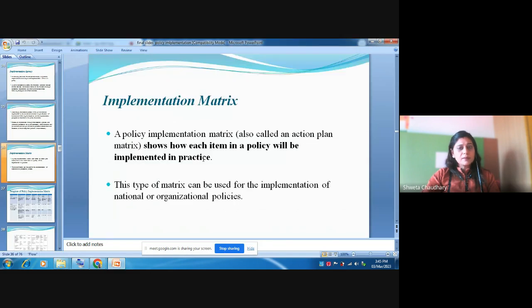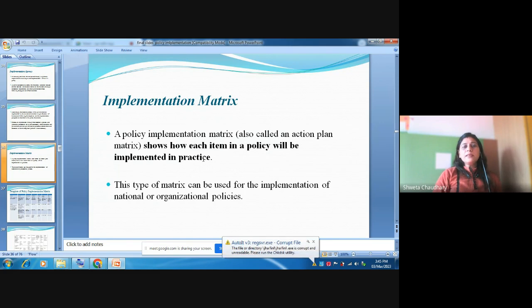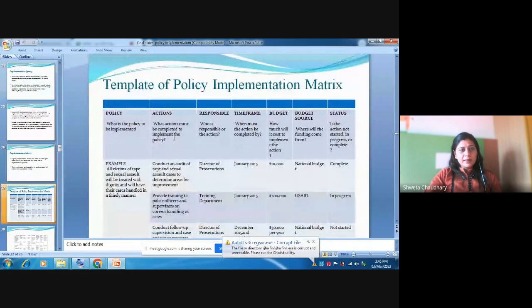So the metrics are whatever action plans you have made. Whatever planning you have done, how you will implement that plan, what budget you are allocating for it, where you will get that budget from, and how you will allocate that budget. This is what the implementation matrix means. You are just giving your action plan with an implementation matrix like this.